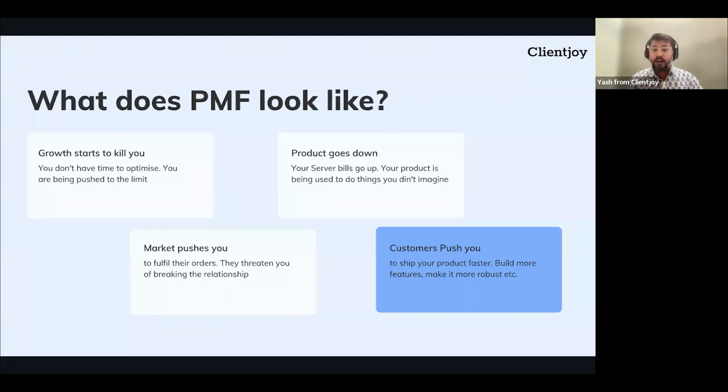The market will start pushing you to fulfill their orders, right? The market will actually threaten the relationship that you have with them if you are unable to fulfill their orders. So that's also something that happens, and customers will start to push. Your customers will start to push you to ship your product faster, build more features, make it more robust, and so on and so forth, right? So once 2 or 3 of these things start happening with you, that is primarily what your product market fit would look like.